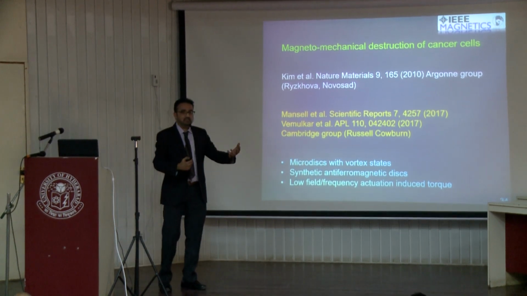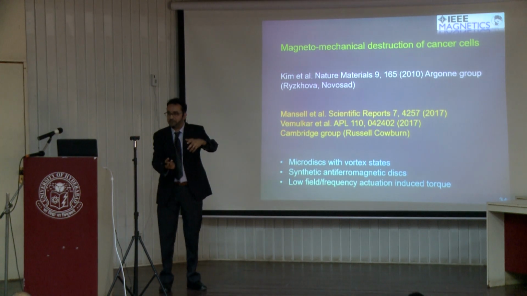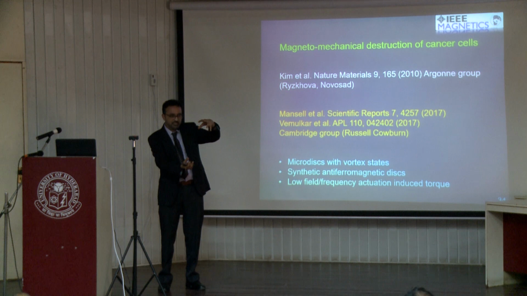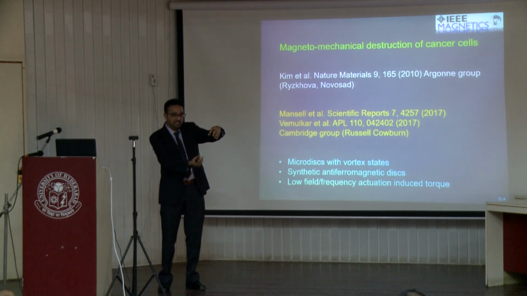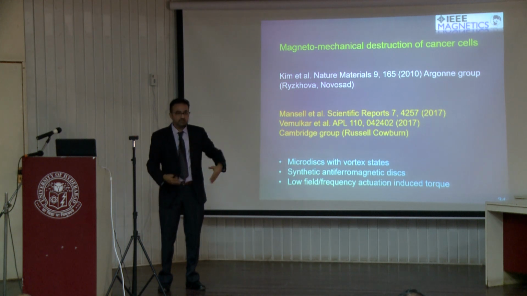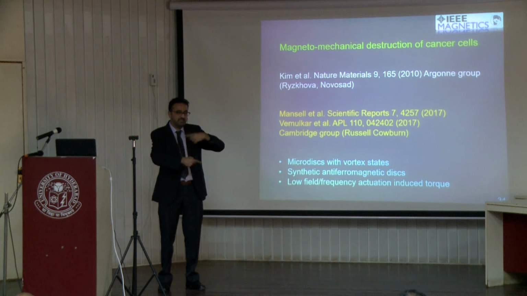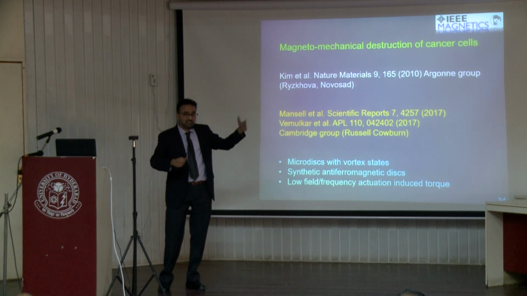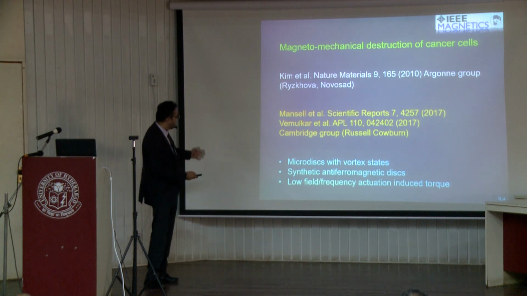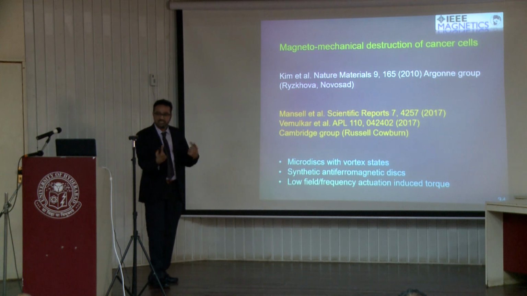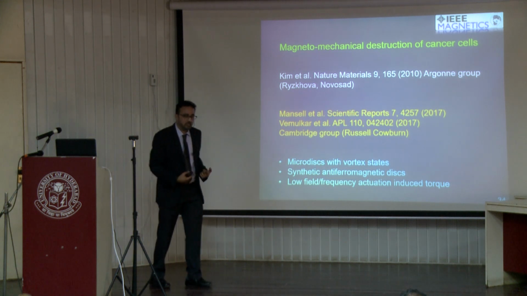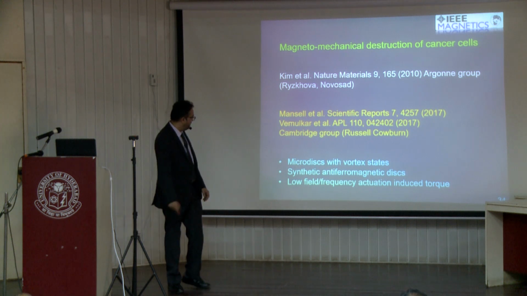What they do is make some kind of synthetic antiferromagnets. Basically, they can control the shape and the anisotropy of these particles so that the torque is maximized at low AC fields. When you have that, at these low frequencies and low fields, these nanorods will start spinning like a motor, and that will rupture the cell walls. So that's another way of destroying cancer cells, magnetomechanical. And most recently, Russell Cowburn has been working on these so-called micro discs with vortex states and using that to maximize the torque and increase the magnetomechanical way of killing the cancer cells.